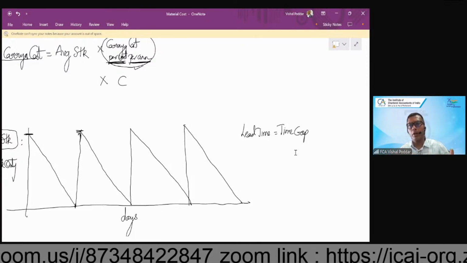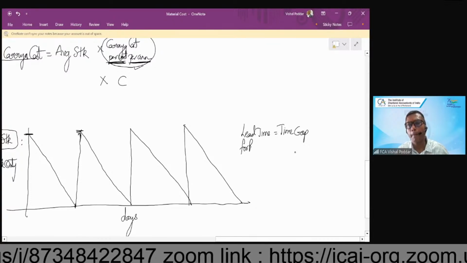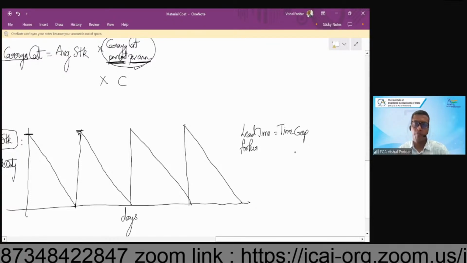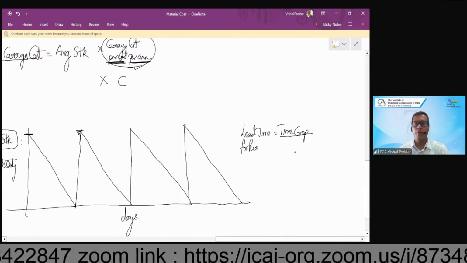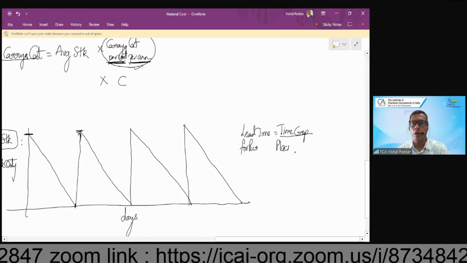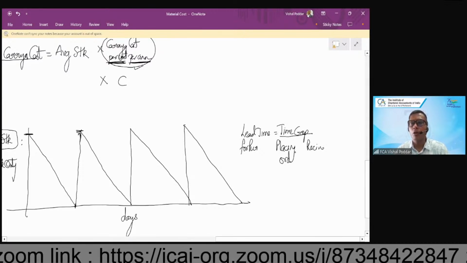So lead time is a generic concept. Here we are talking about lead time for purchasing. Now, what does lead time for purchasing mean? It is the time gap between placing the order and receiving the order.